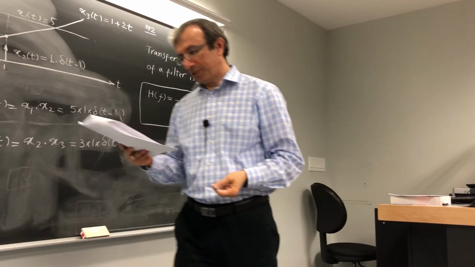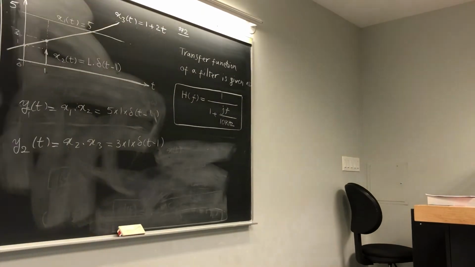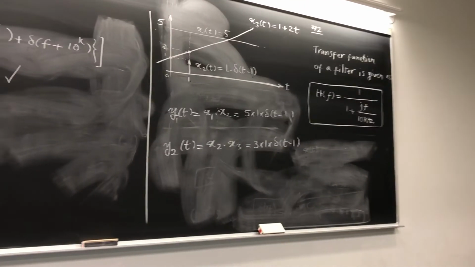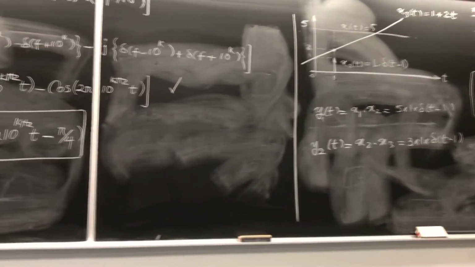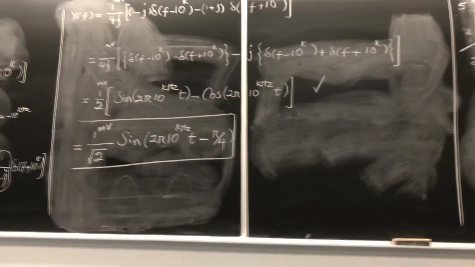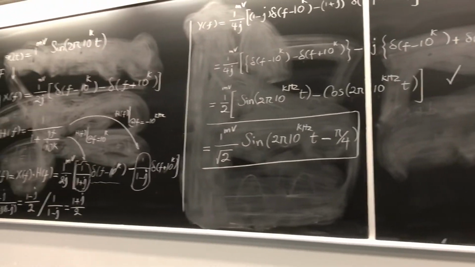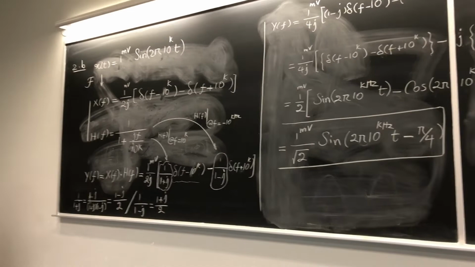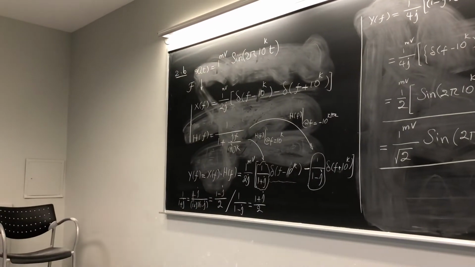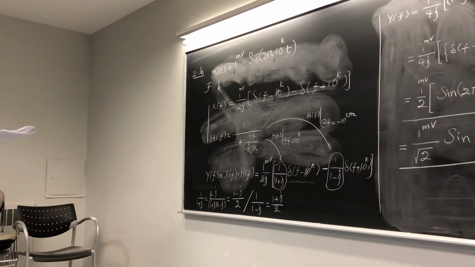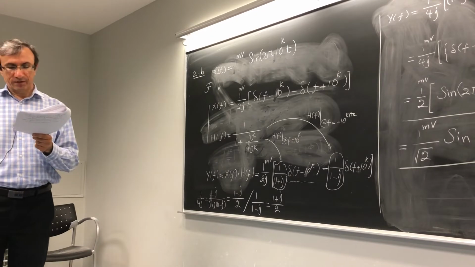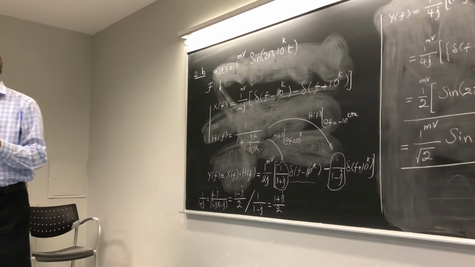Part C of the same question is again a sine function, but it's a little different. The amplitude is still 1 millivolt. The frequency is now 100 kilohertz rather than 10 kilohertz. And we've got a constant phase of pi over 8.